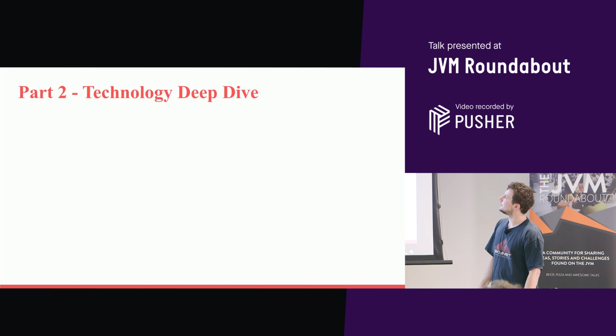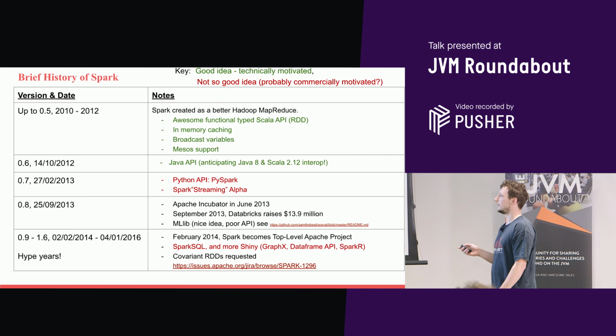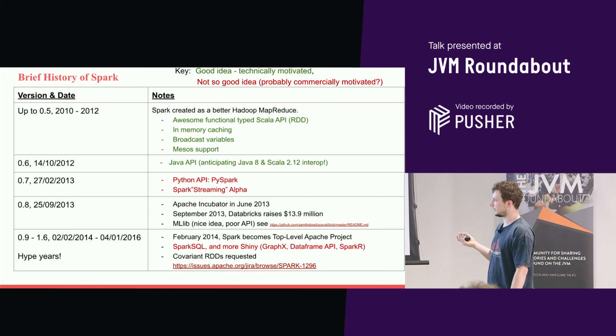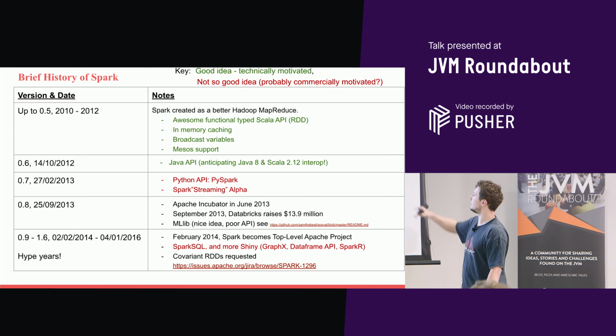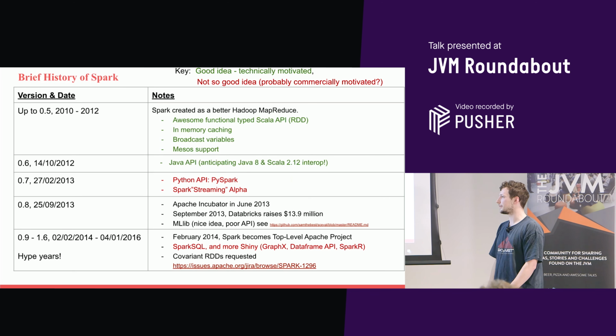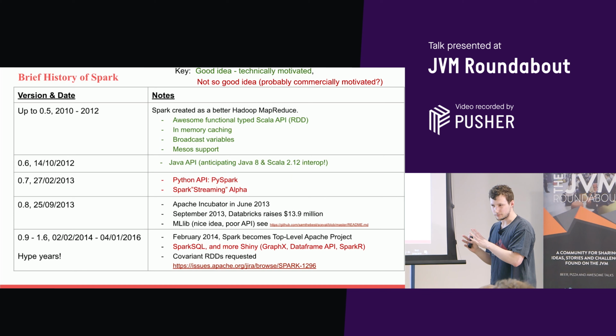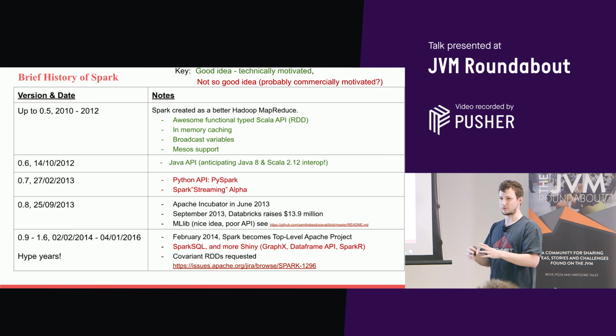Now, I want to give a history of Spark. I've been following it for quite a while. I started using Spark around here, so 0.7. Spark, well, what was it? I want to give this overview because what it was originally invented for has slightly changed over time, and so I think the history is important as well as just what's going on right now.